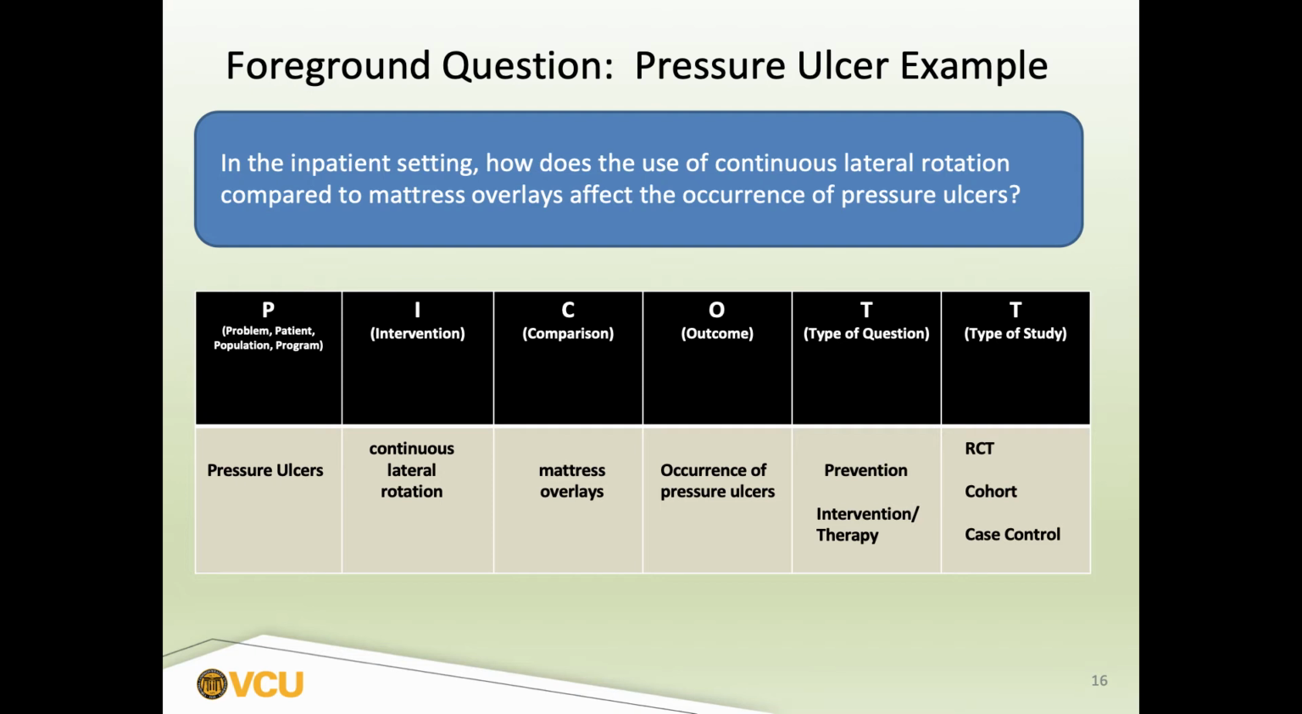Now, when it comes to the two T's, what you will notice is that this could potentially be looked at as a prevention question, or you could look at it as an intervention or therapy question. In either case, whichever one you choose, there are primary studies or best evidence that answers those questions, as you can see reflected in the chart.